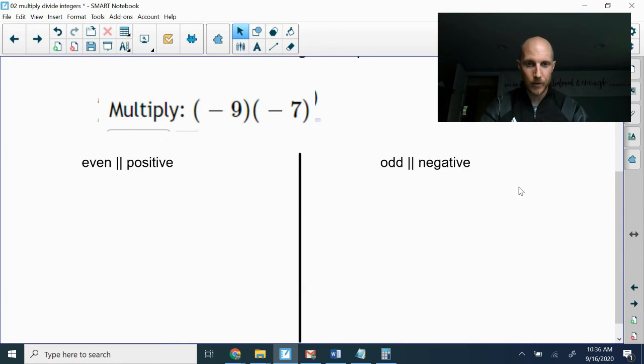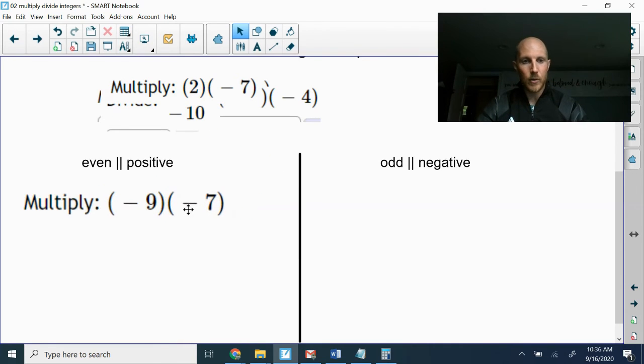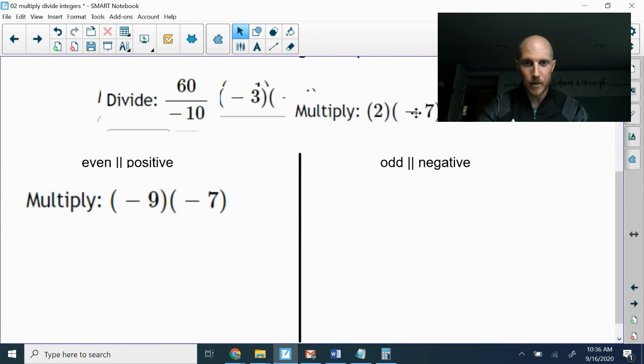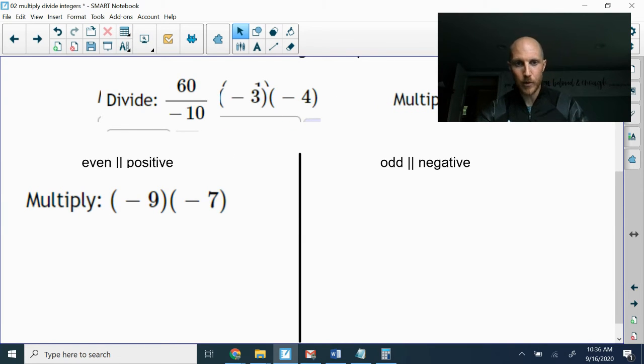Okay, so I've got a stack of examples here. We'll sort these. So -9 multiplied by -7, that's 1, 2 negatives. 2 is an even number. So it's going to go into the positive result. Pull this out so we can tell what's part of this problem.